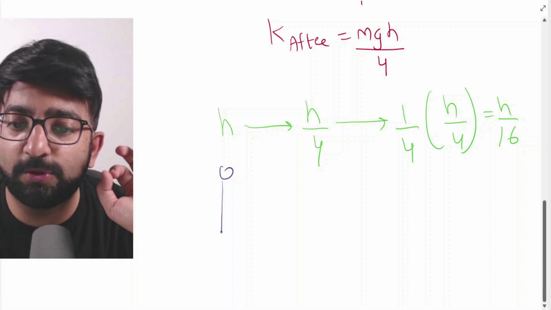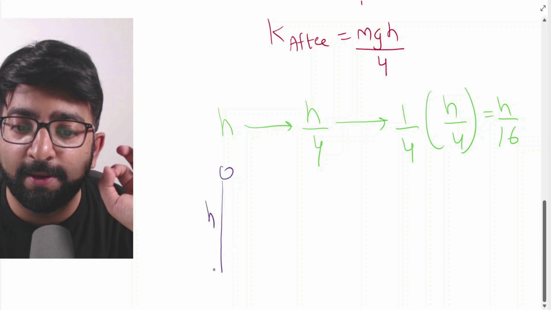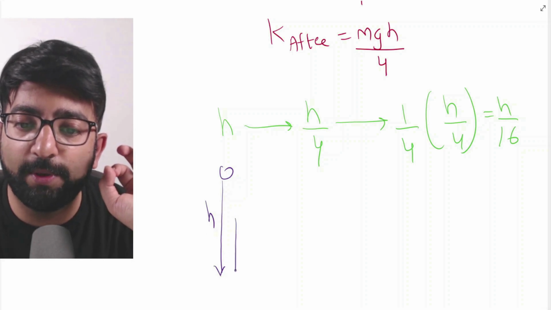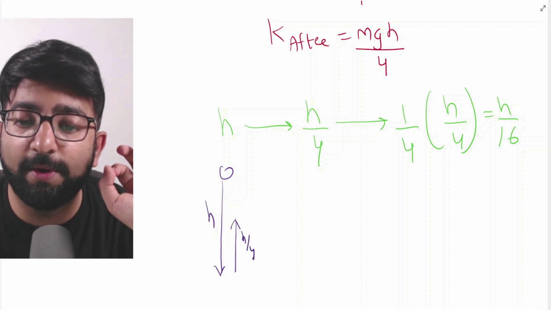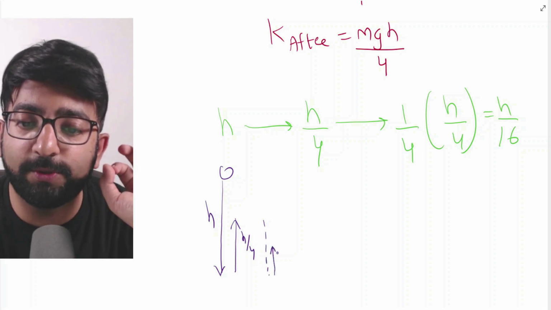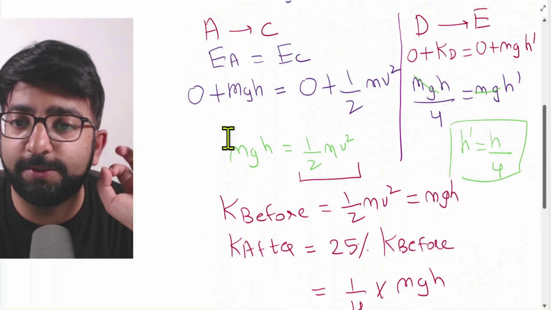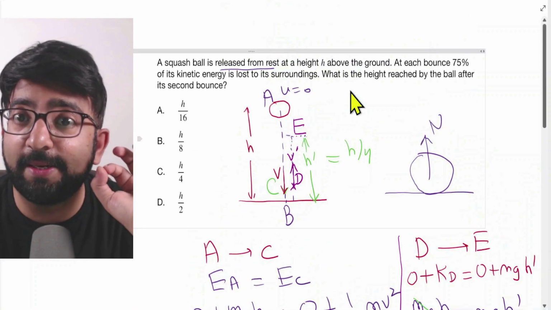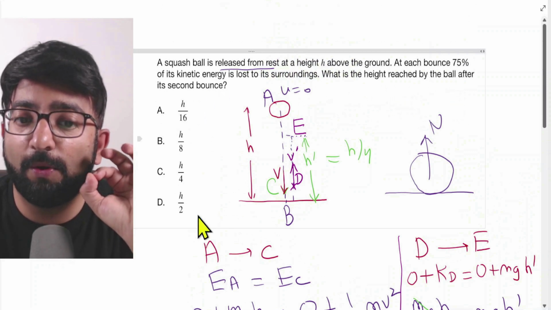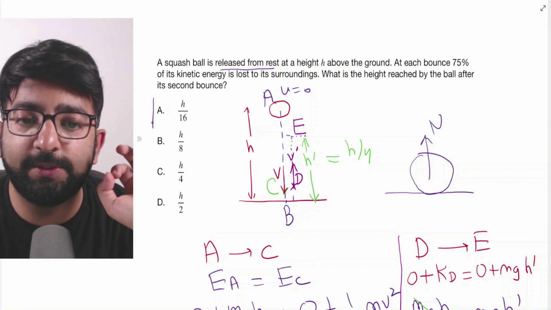If the squash ball is dropped from a height of h, it is going to bounce up to, let's say, a distance of h by 4, and then it goes back down. After the second bounce, it goes back up by a distance of h by 16. Now the question was, what is the height reached by the ball after its second bounce? It is h by 16, which is option A.